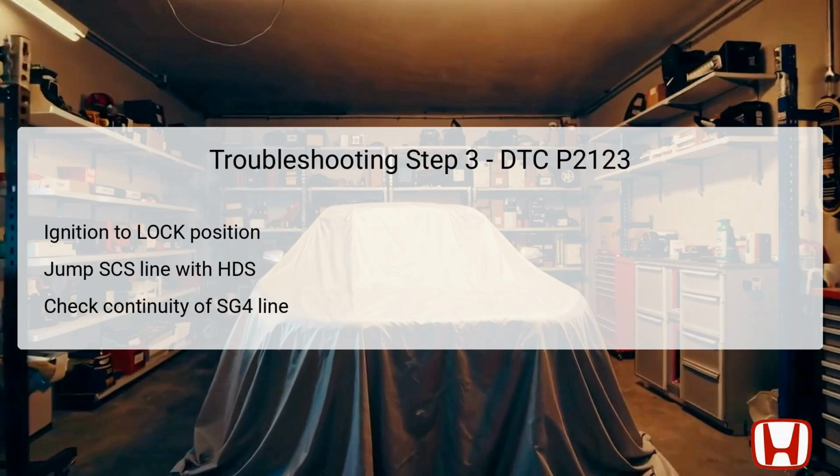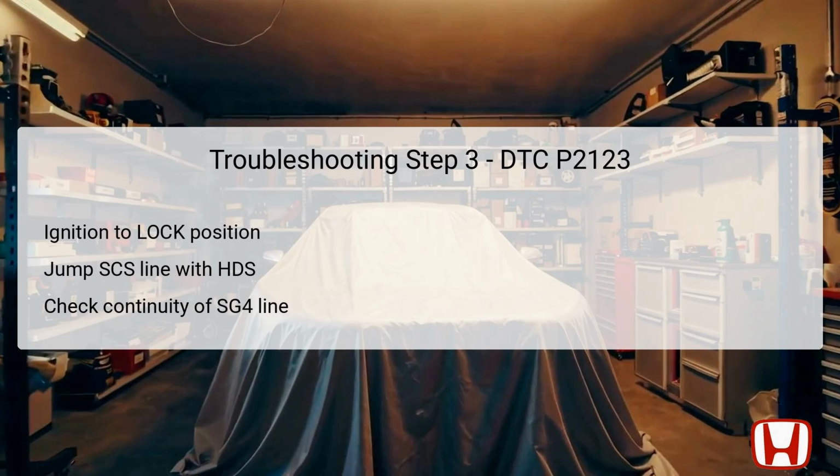The third troubleshooting step focuses on testing the SG4 wire line for continuity, which could contribute to the P2123 issue. Start by turning the ignition switch to the lock 0 position. This prepares you safely to jump the SCS, service check signal line, using the HDS. After that, disconnect the ECM connector A49P to isolate the circuit appropriately. It is crucial to use a jumper wire to connect terminal A from the APP sensor 6P connector number 5, which is blue, to body ground.